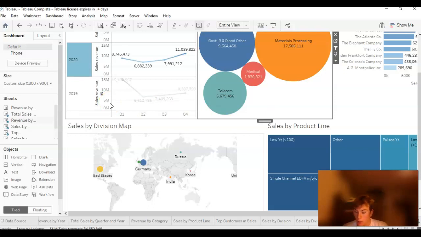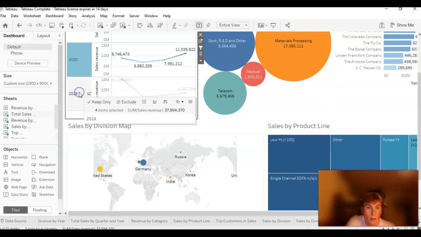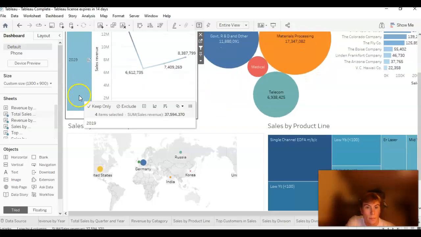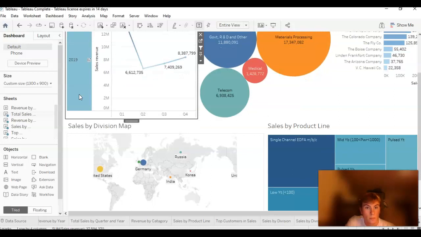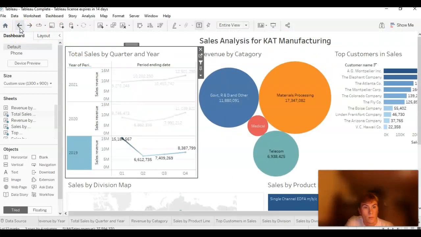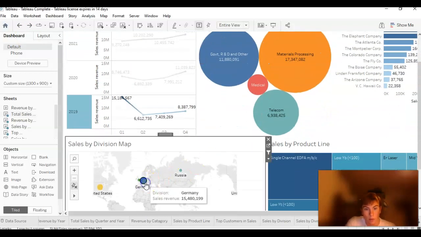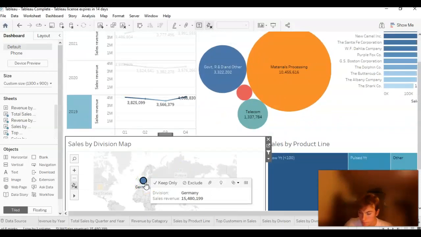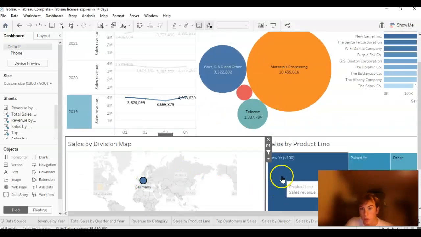What is the top product line for the Germany division in 2019? That's the fourth question. Again, we stick with the same year, which is 2019. And we want the German division, so you just go and click on Germany. And then you can just see that it is low YT.